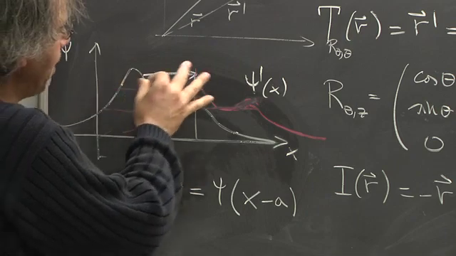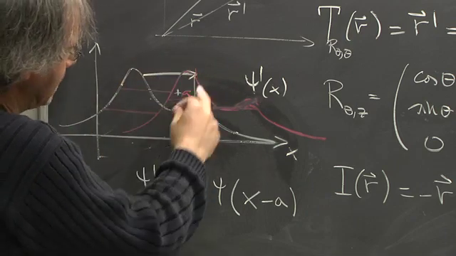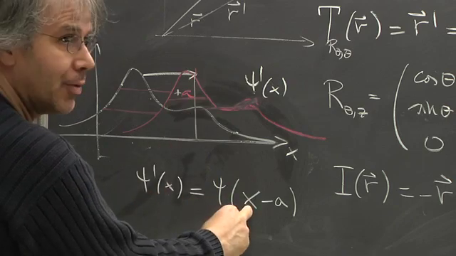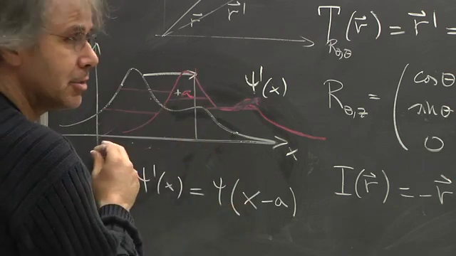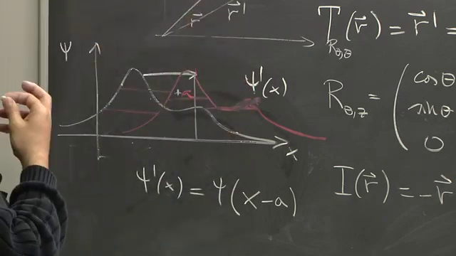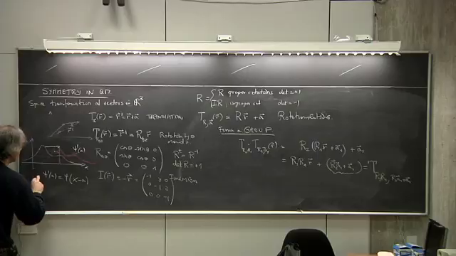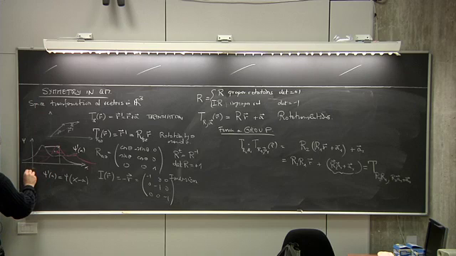I translated the function by plus a, for instance, in this case. Nevertheless, the new point where I have to evaluate the function in order to get the new function at x is the translated back point. So in some sense, I will define now this psi prime to be the transformation of psi with the translation Ta. Is this clear?